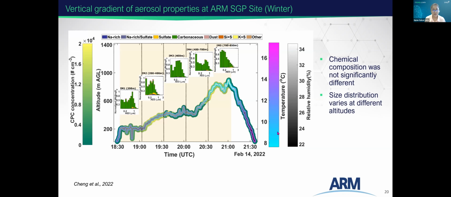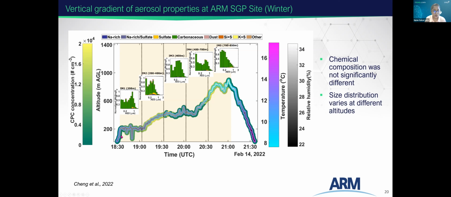Now I wanted to give some more interesting results, which show the vertical gradient of aerosol properties at the SGP site during the winter time. This figure shows the flight pattern of the TBS flight, and here the green color shows the CPC, the condensation particle counter concentration, which was deployed with the tethered balloon system. The CPC is an ARM instrument, and the other two color bars show the temperature and relative humidity. These are obtained from the iMet, which is an ARM instrument as well.